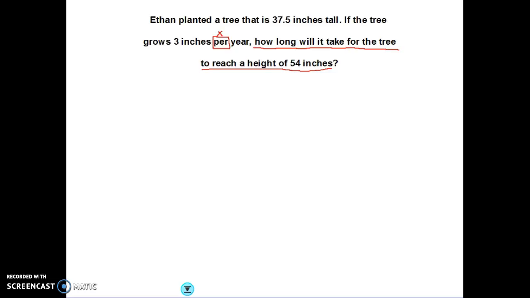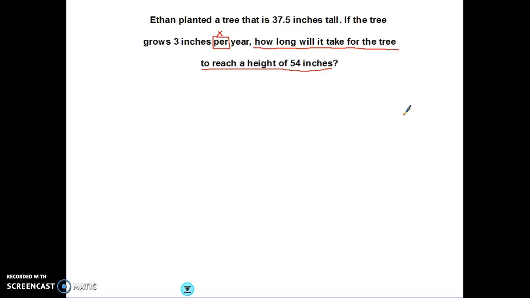Ethan planted a tree that is 37.5 inches tall. All of that is pretty important. The current height of the tree is 37.5 inches tall. If the tree grows 3 inches per year, all of that's pretty important as well. Every year we're adding 3 inches to the height of the tree. How long will it take for the tree to reach a height of 54 inches? Well, that's our question, so we're not going to eliminate any of that.